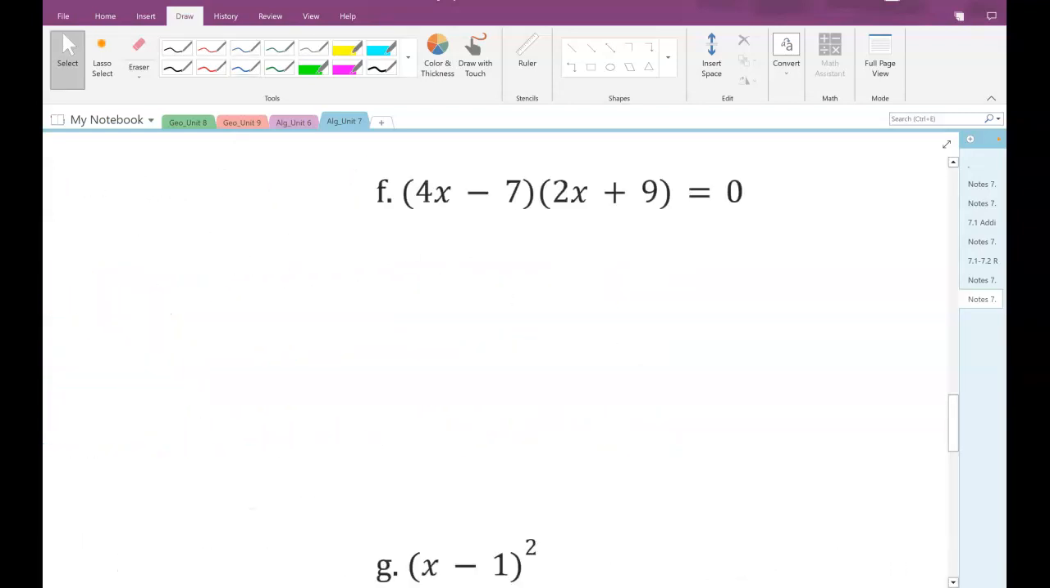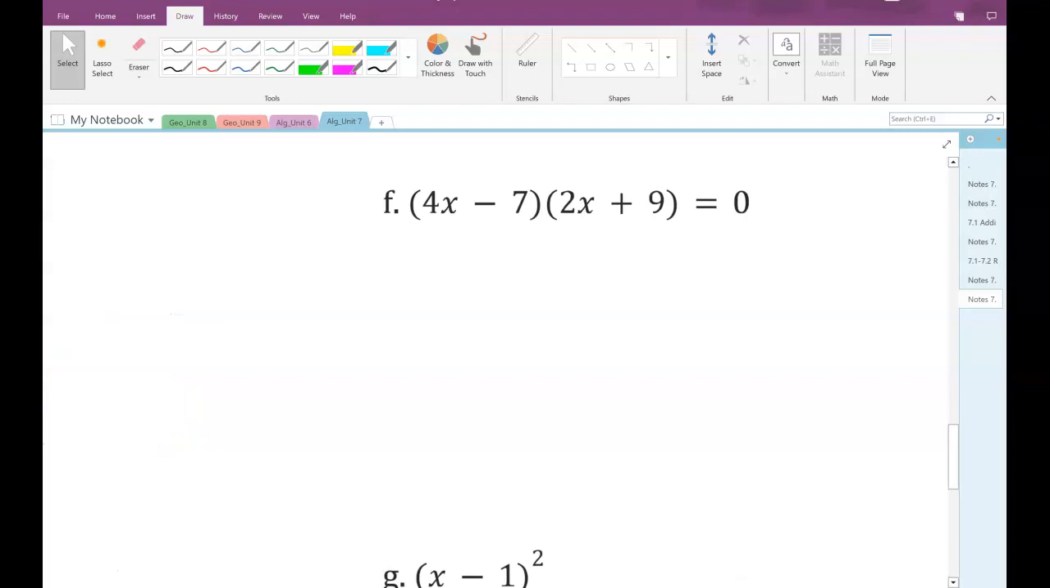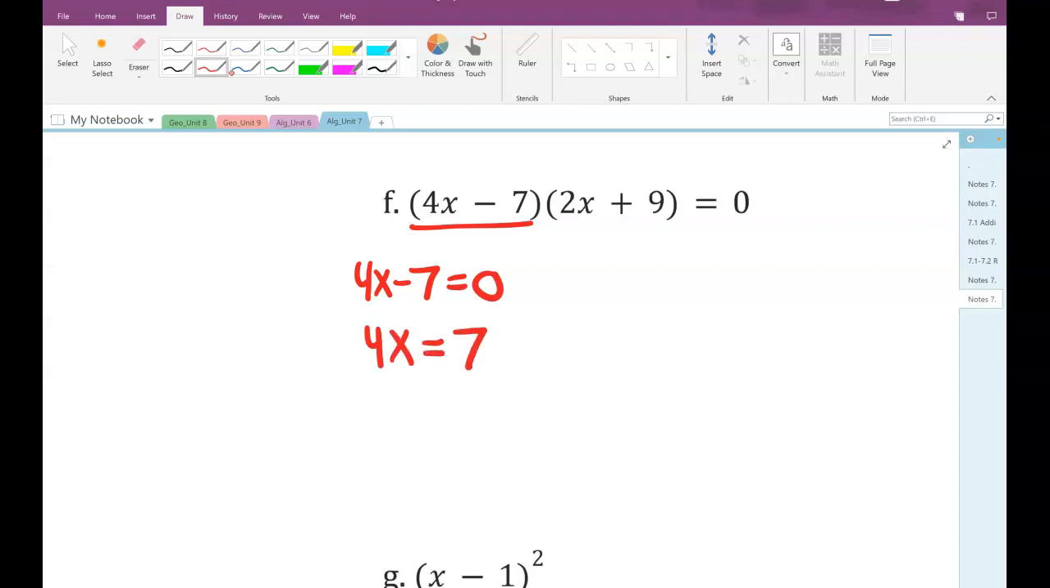All right. F, same deal. We're going to have 2 steps to solve. First, set your first one equal to 0. 4x minus 7 equal to 0. Solve for x. 4x is equal to, we add 7 to both sides. So 4x is equal to a positive 7. And then you have to divide each side by 4. So x is equal to 7 over 4.